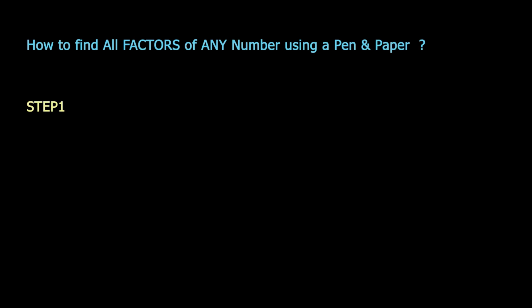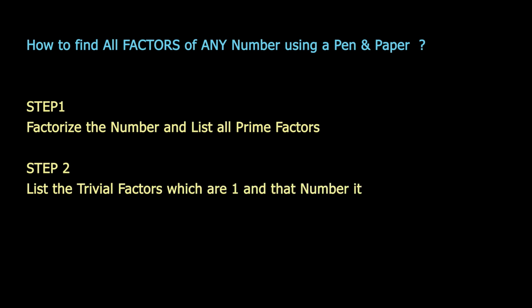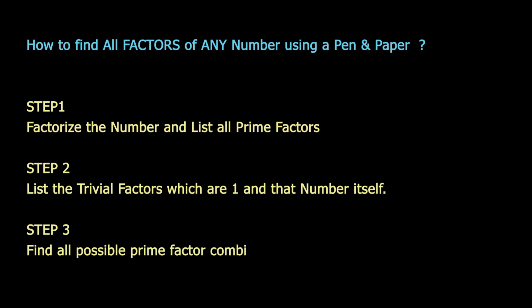How to find all factors of any number using pen and paper. This can be done in 3 steps. Step 1, factorize the number. Step 2, list trivial factors. Step 3, find all possible prime factor combinations.